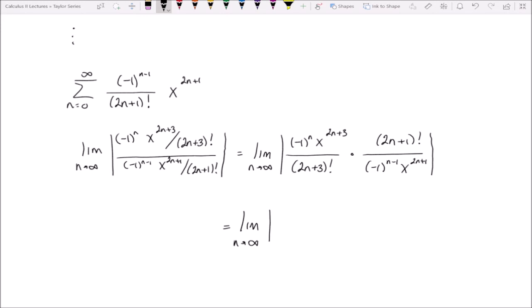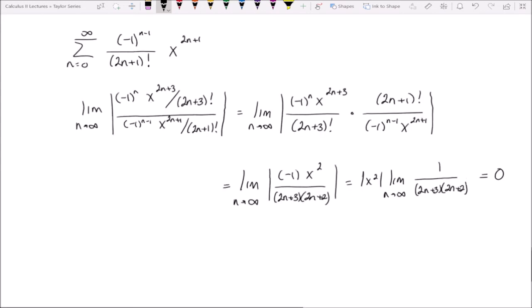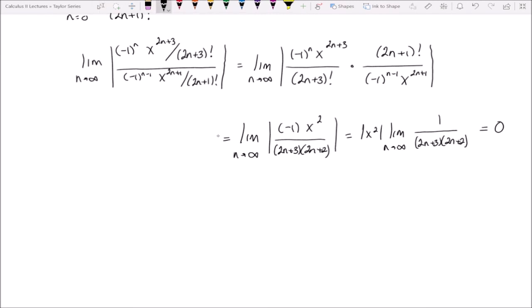So once that's all simplified, we're going to have the limit of the absolute value of negative 1 times x squared over 2n plus 3 times 2n plus 2. So absolute value of x squared times the limit of 1 over 2n plus 3 times 2n plus 2. Of course, that's 0. So what this means is that our interval is all real numbers.